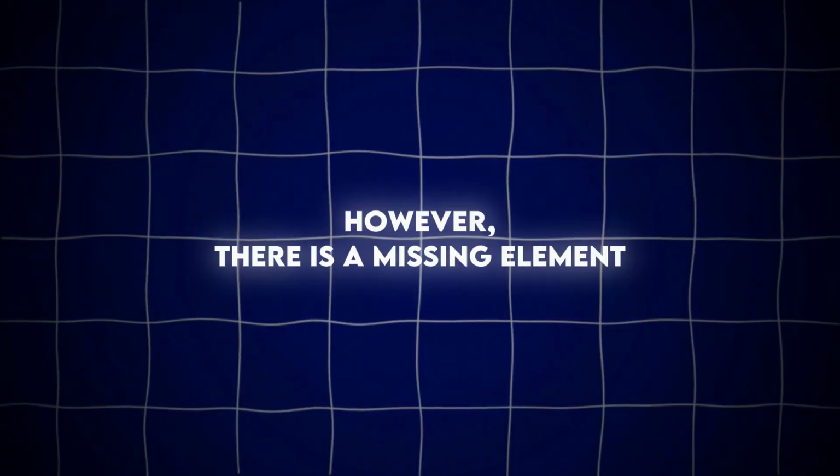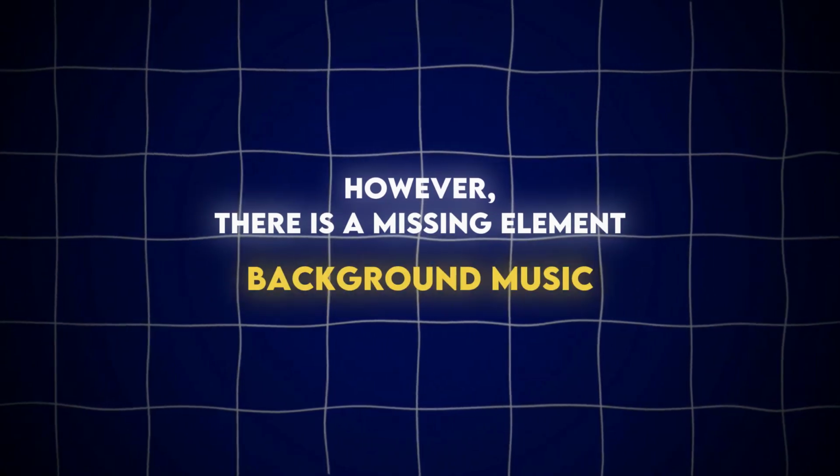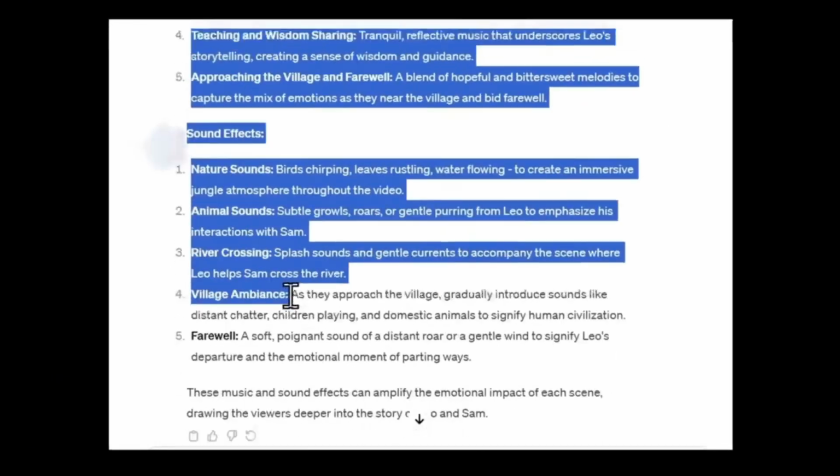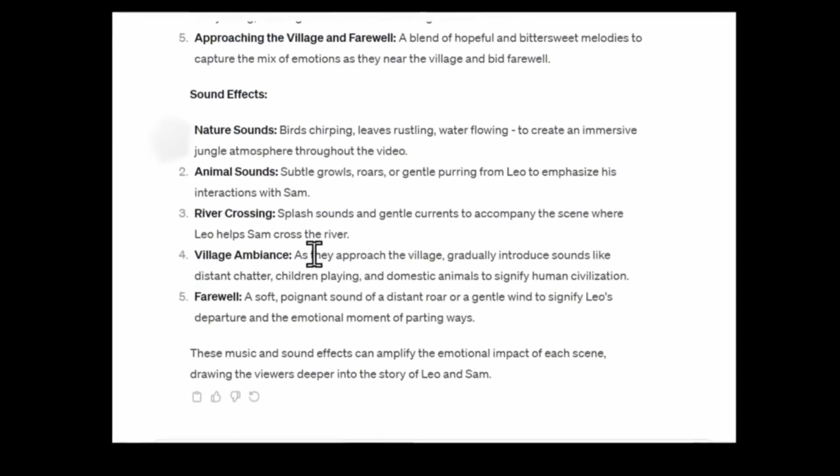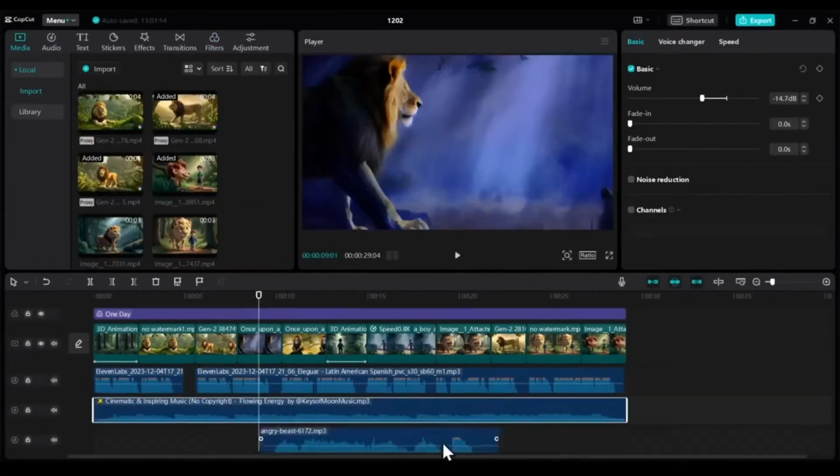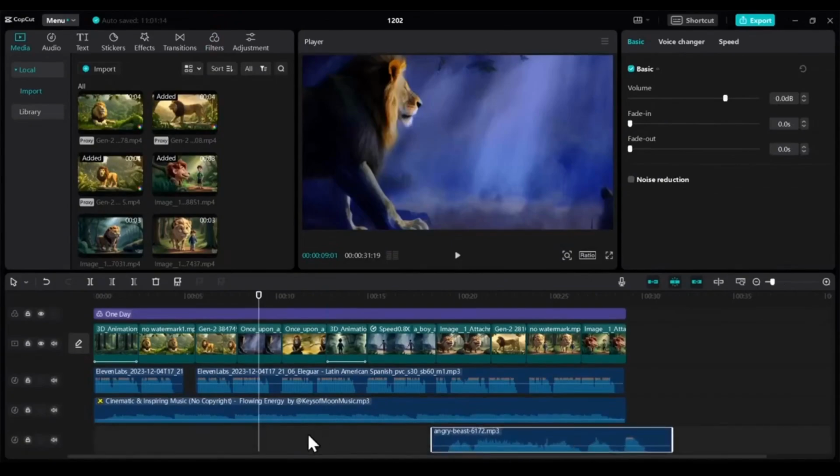However, there is a missing element: background music. To make the video engaging, ask ChatGPT for ideas on music and sound effects. Add background music and adjust it according to each scene. To add sound effects, use roars of lions and chirping birds.